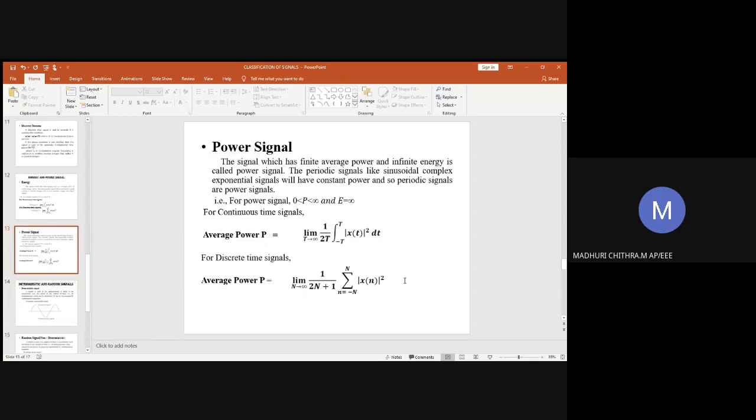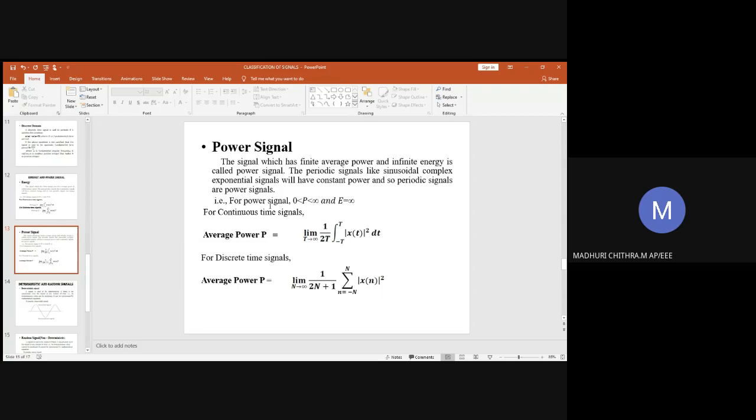Next, power signals. These are signals which have finite average power and infinite energy. Power signals are periodic signals, but energy signals are non-periodic signals. Power signals are periodic signals, like sinusoidal and complex exponential signals, which will have constant power. So periodic signals are power signals.